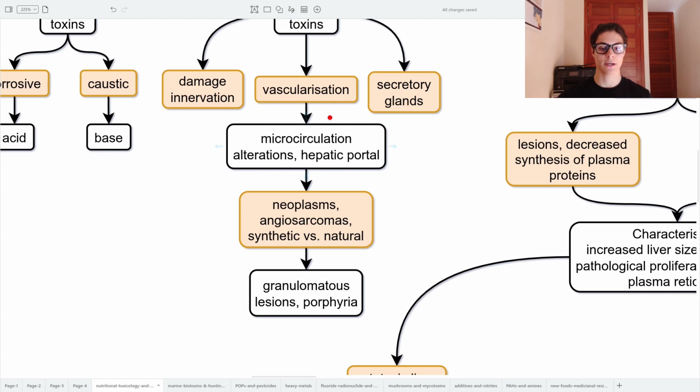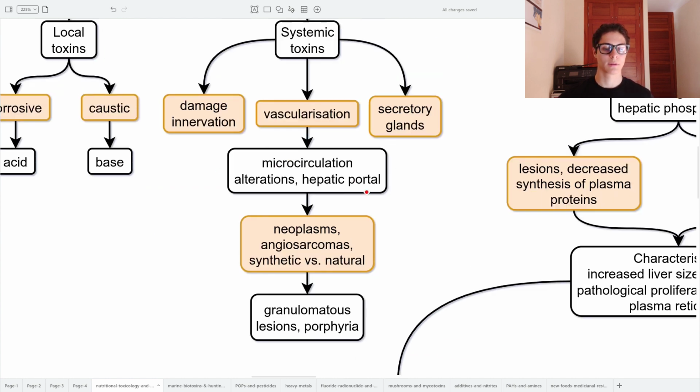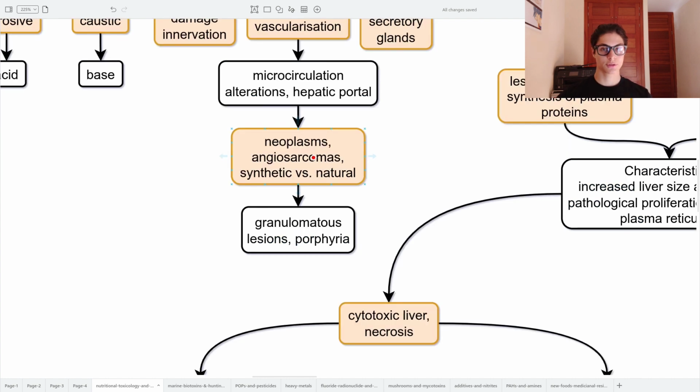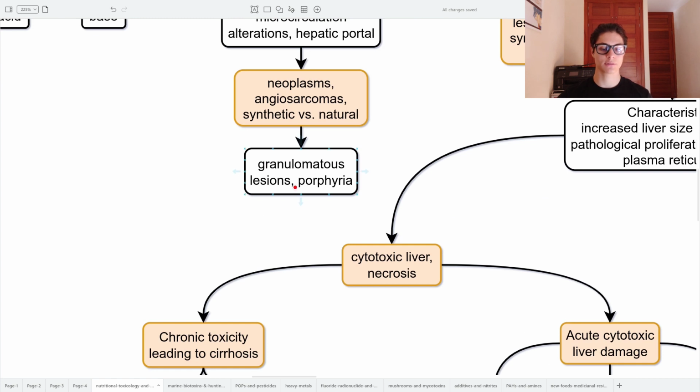Talking about vascularization in more detail, there is a microcirculation alteration and an effect on the hepatic portal circulation. Due to this, we can find neoplasms and angiosarcomas, which are tumors that can derive from either synthetic substances, toxins, or even natural toxins, such as the pyrrolizidine alkaloids, for example. And the granulomatous lesions are also related with porphyria.